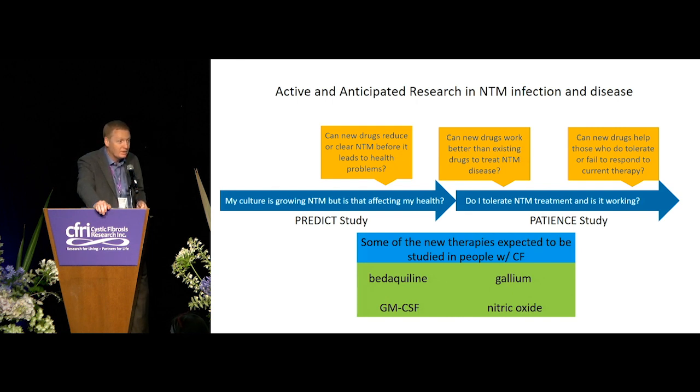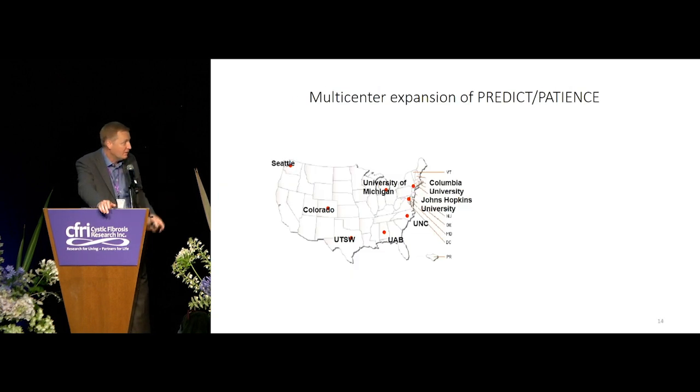Bedaquiline is a drug that was developed for extensively drug-resistant TB. It seems to have significant properties that work against non-tuberculous mycobacteria. Gallium and GM-CSF is a way to boost one's own immune system to try to deal with that infection. We'll see if that may be helpful. Nitric oxide would be another.